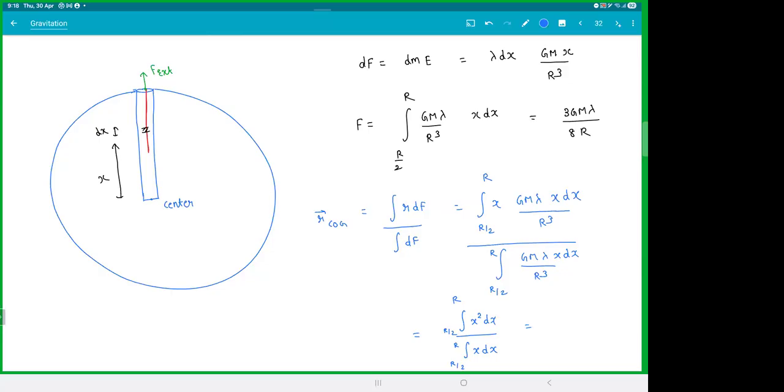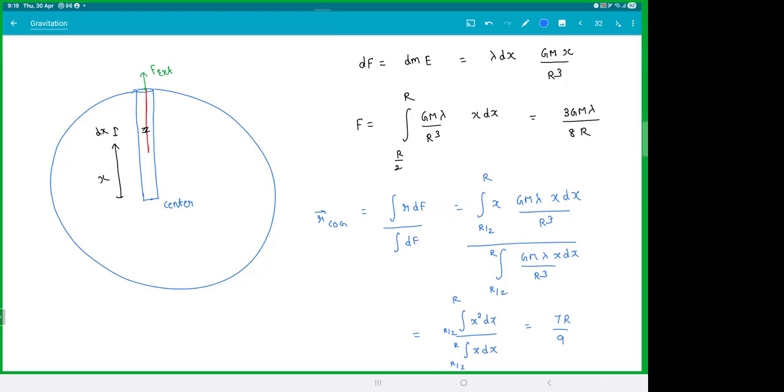That would turn out to be how much? R cube, this thing 7, r by 9. That's your center of gravity. It's more closer to the surface, kind of expected, right? There is more force on the outer surface. Center of mass would be 3r by 4. Right, Utsa? Got it.